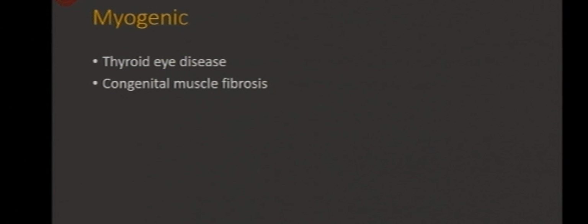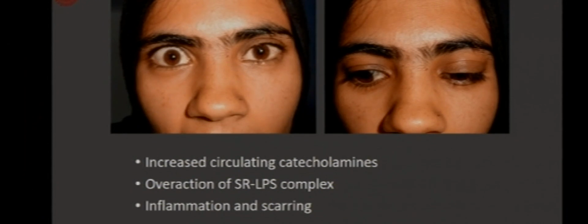Going on to the myogenic causes, thyroid, we know, is the most common cause of upper eyelid retraction. It can be unilateral, it can be bilateral, it can present in various stages, but most of the time the retraction comes in the burnt-out stage of the disease, when the acute inflammation has gone and the active stage of the disease is already over.